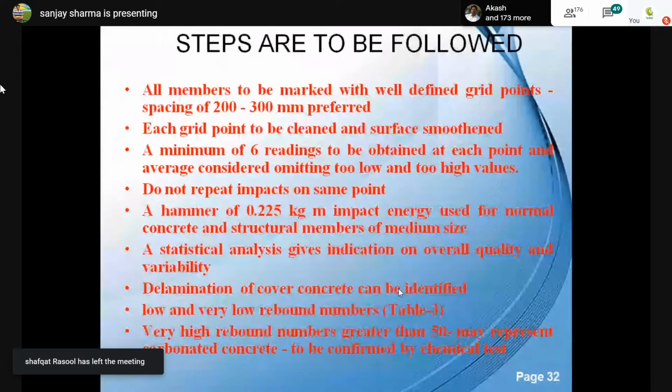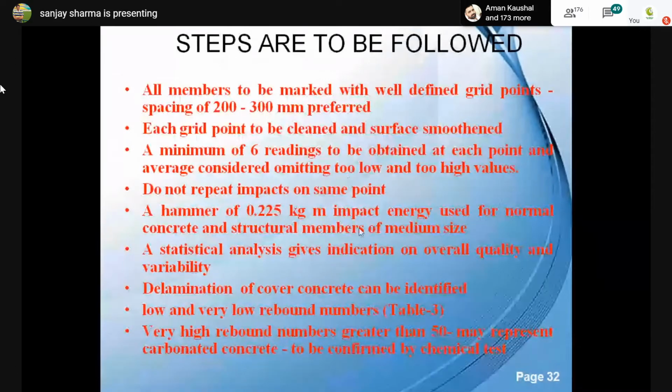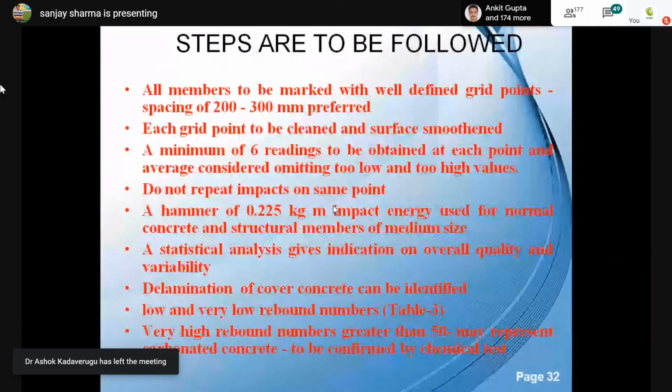If we give an impact at one particular surface, the same spot is not to be hit again. Then there is the energy of the hammer: there is a normal type hammer, which measures strength from 10 to 70. Then there is a high strength mass hammer, which measures the strength of mass concreting and high strength concrete, and for low strength, like plaster work or concrete of low grade, less than 10 to 20, we have got a P-type hammer. So different types of hammers are available.